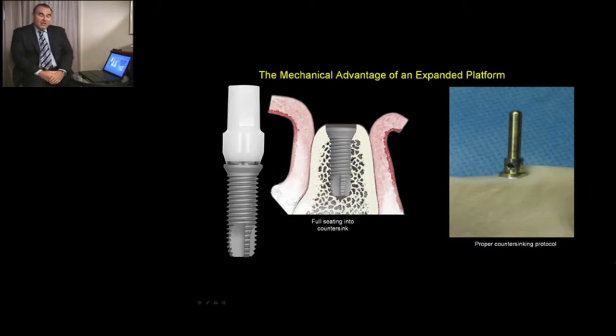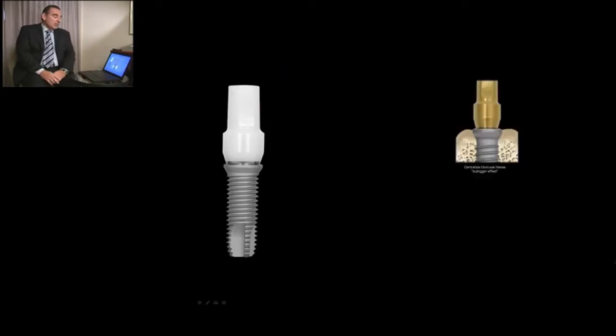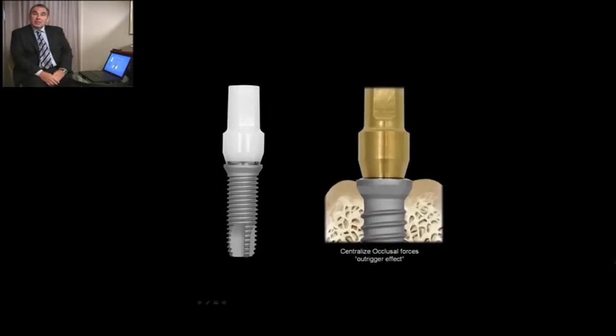Let's go back for a minute and talk a little bit more about the mechanical advantages of an expanded platform. If you properly seat the expanded platform in the osteotomy site, and then we elect to place an undersized abutment on this expanded platform, we achieve what I call an outrigger type effect. We achieve an ability to centralize occlusal forces.